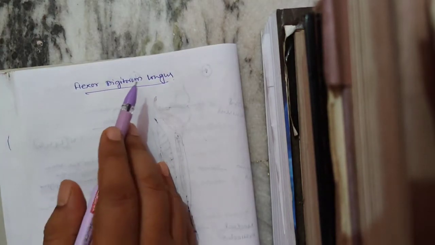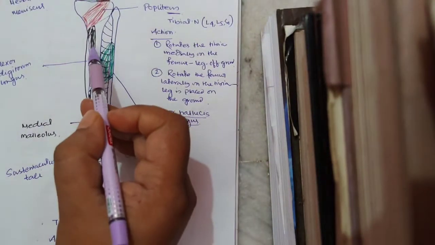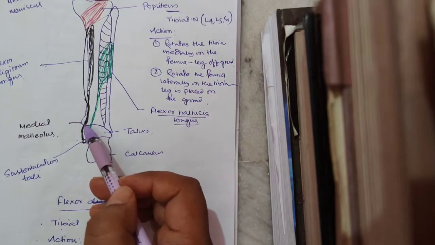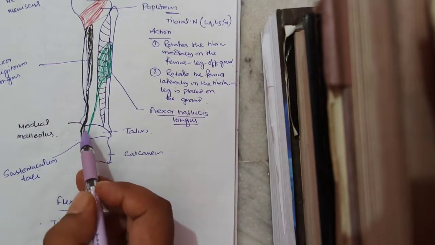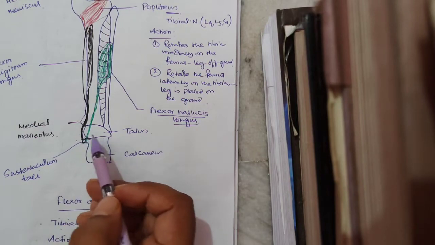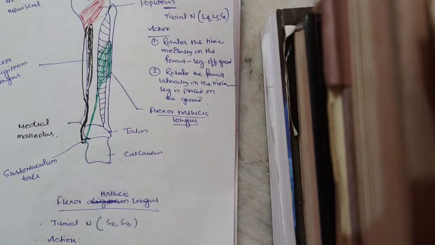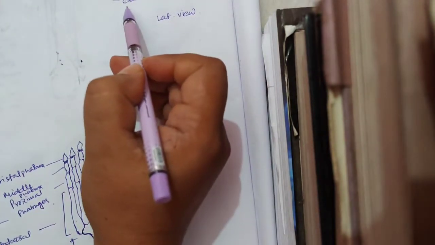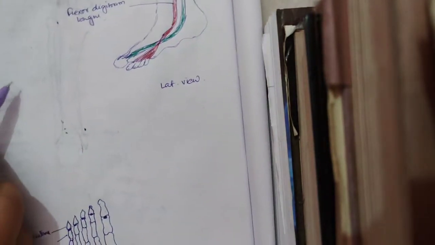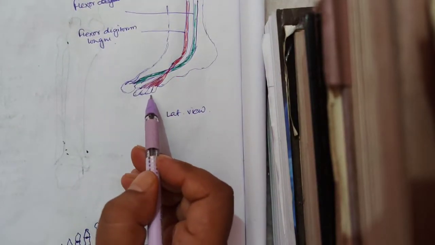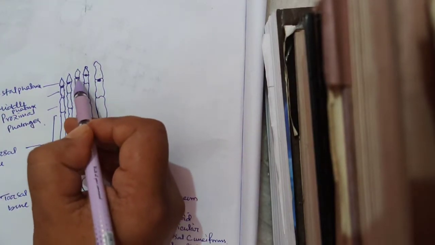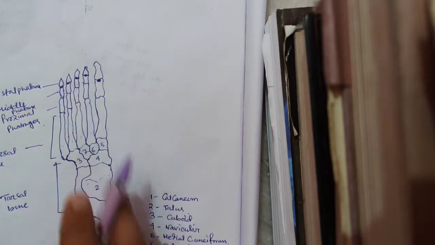So the muscle originates from the posterior surface of the shaft of the tibia, and then continues as a tendon behind the medial malleolus, then runs downwards to the medial side of the talus and above the sustentaculum tali, and ultimately ends in the second, third, fourth and fifth digits, at the base of the distal phalanx.